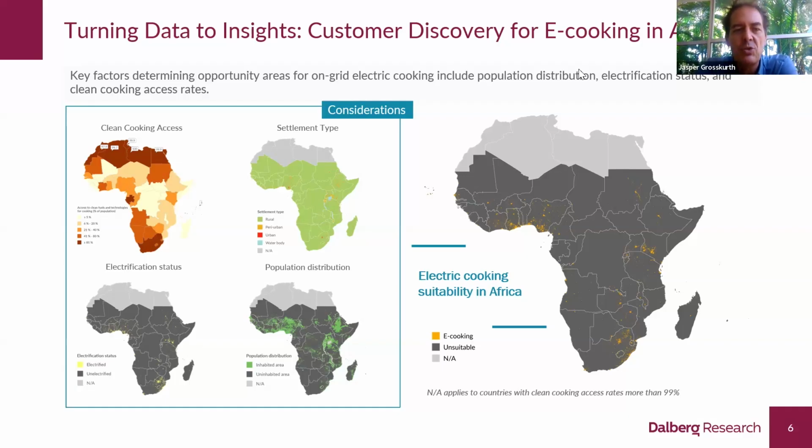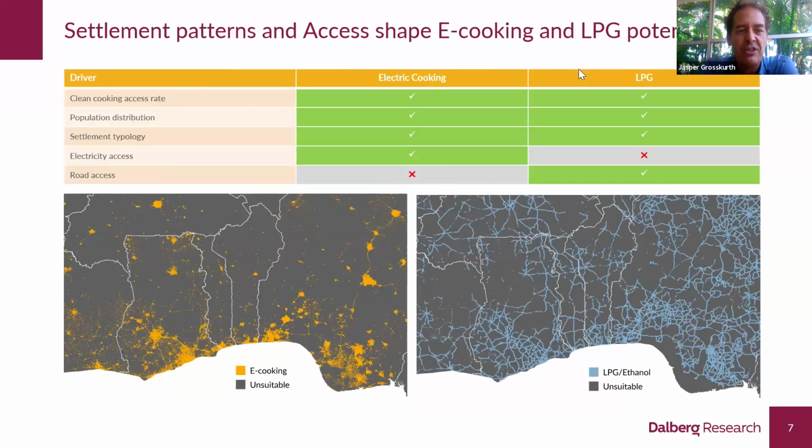And when you combine these layers, you get the map on the right. Now, let's zoom into that one a little bit. On your left is West Africa, or a part of West Africa. You see Nigeria, Togo, Benin, and Ghana, or a part of Nigeria, and those three countries together. And you see that population density is a major determinant, so is income. We'll come to that. And on top, you can indeed see that this is a result of clean cooking access, population distribution, settlement typology, and electricity access.